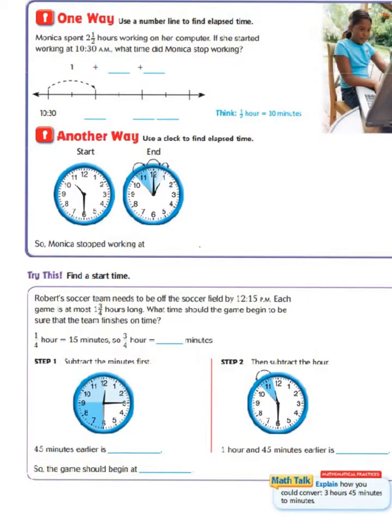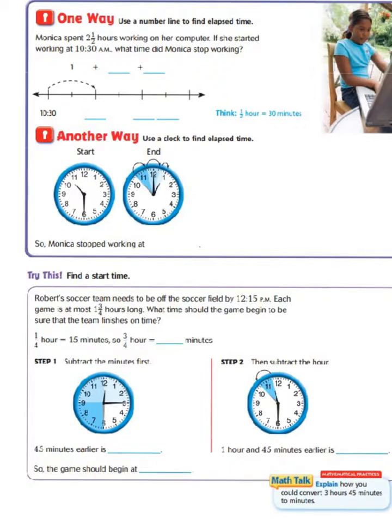Now, let's take a look at one way that we can answer that, and that is to use a number line to find elapsed time. So Monica spent 2.5 hours working on her computer. If she started working at 10:30 a.m., what time did Monica stop working? So we notice on our timeline that we start with 10:30 because that's what time it says that she started working.